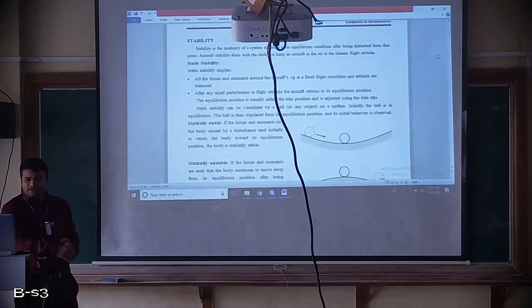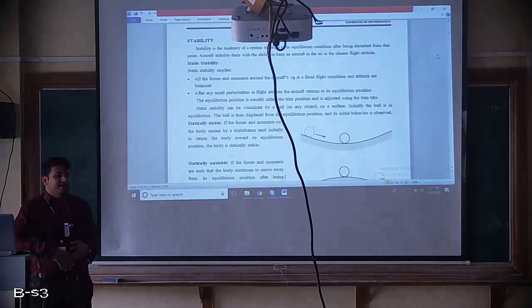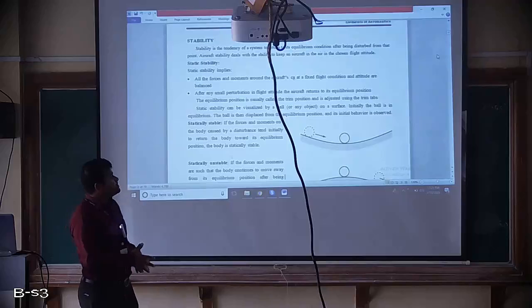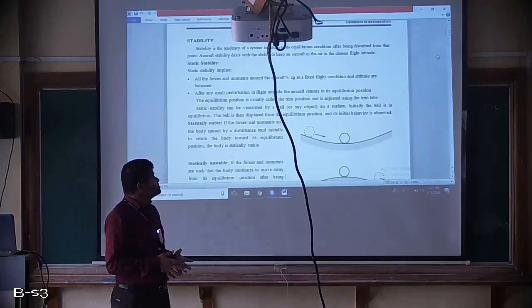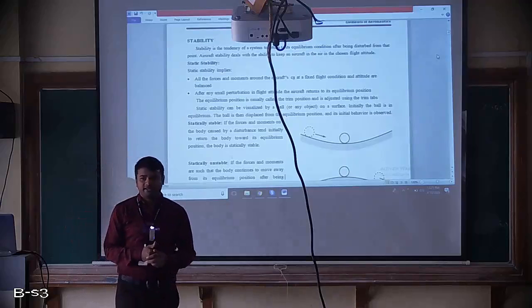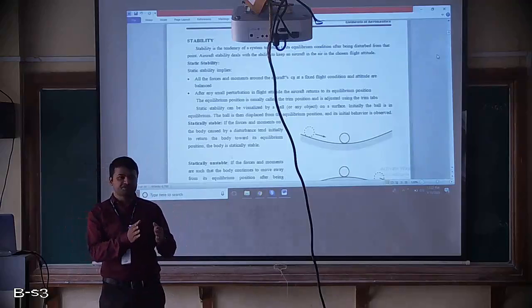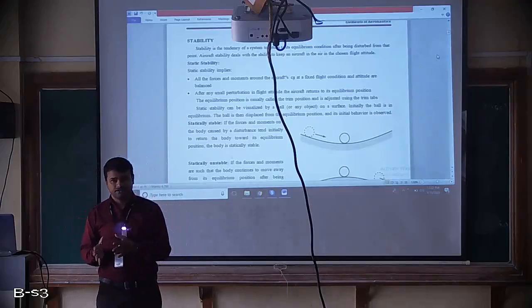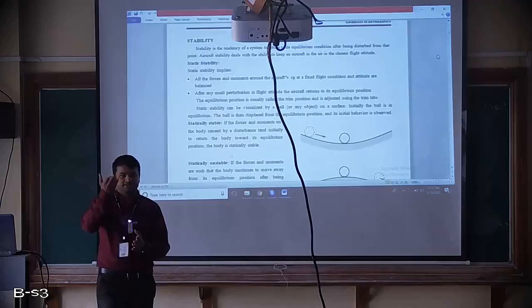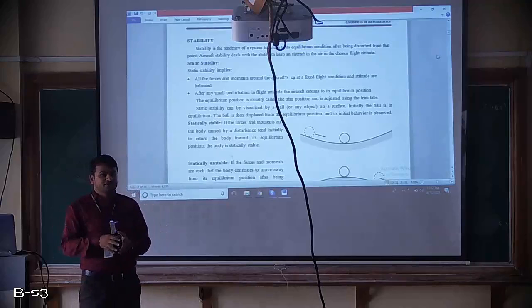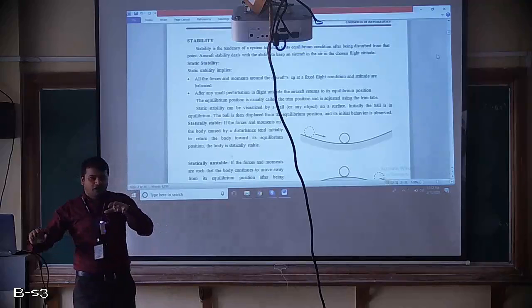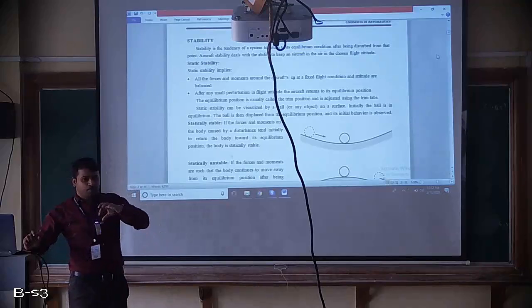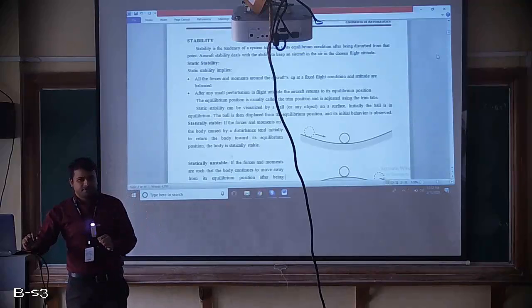So now the aircraft stability deals with the ability of the aircraft to keep it in chosen flight attitude. So again, the question is here, difference between attitude and altitude. Altitude is what? The height from the ground. So attitude means what? In what condition or in what orientation your aircraft is kept. Okay. So that is called as attitude.